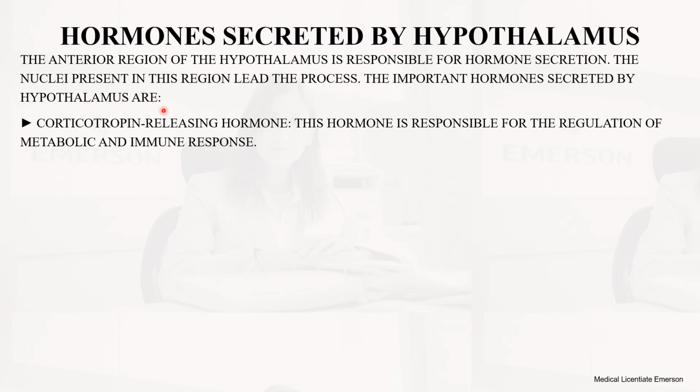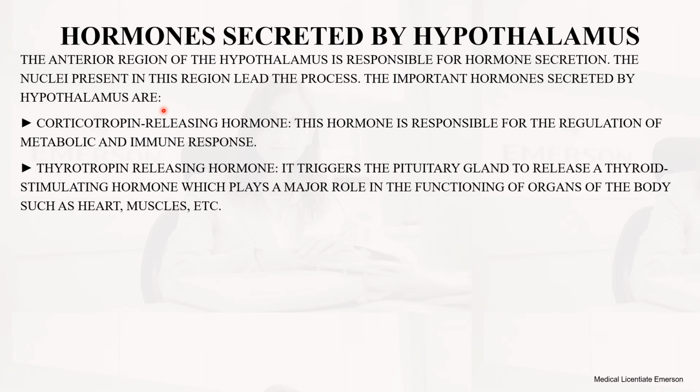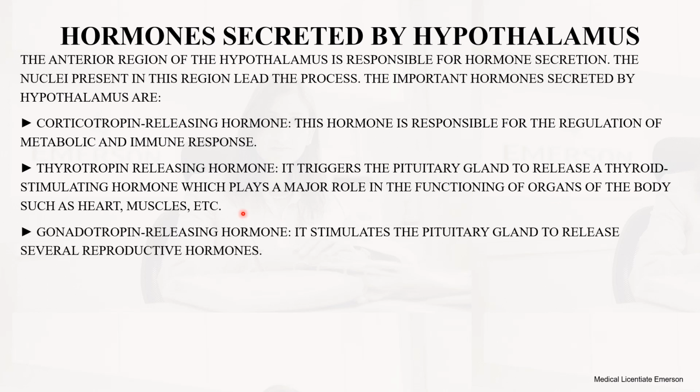We have corticotropin releasing hormone, which is responsible for the regulation of metabolic and immune response. We have thyrotropin releasing hormone, which triggers the pituitary gland to release the thyroid stimulating hormone, which plays a major role in the functioning of organs of the body, such as the heart, muscle, etc. You also have gonadotropin releasing hormone, which stimulates the pituitary gland to release several reproductive hormones, such as follicle stimulating hormone and the luteinizing hormone.